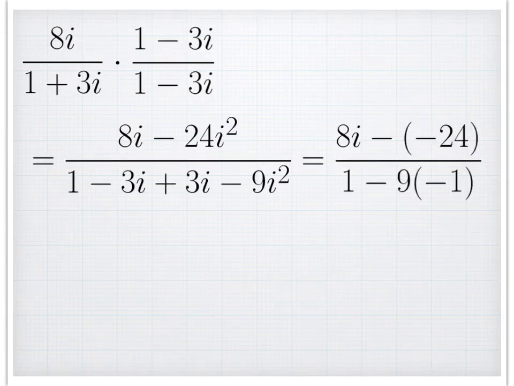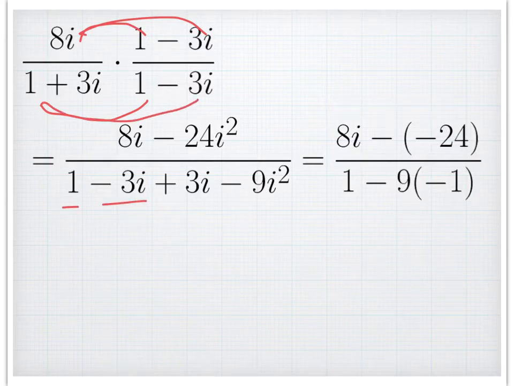Distributing across the numerator gives us 8i minus 24i squared. Foiling in the denominator, 1 times 1 is 1. 1 times -3i is -3i. 3i times 1 is plus 3i, and 3i times -3i is -9i squared. Just like we had in the earlier sections with multiplying by the conjugate, the outer and the inner term drop out, and as a result there's no more imaginary number in the denominator.